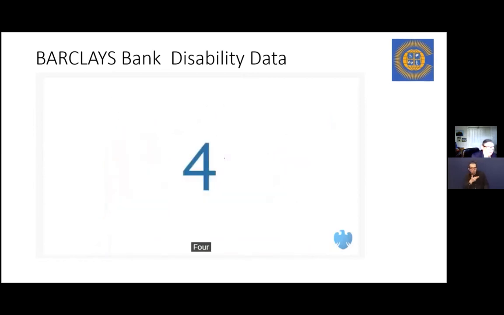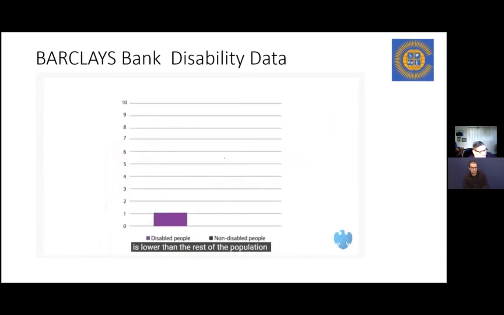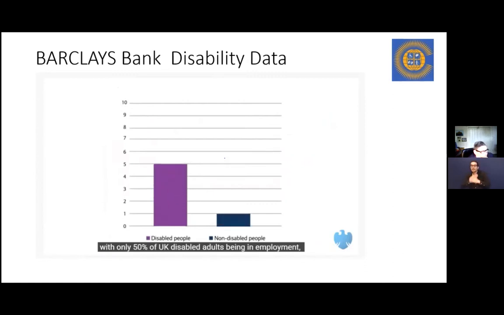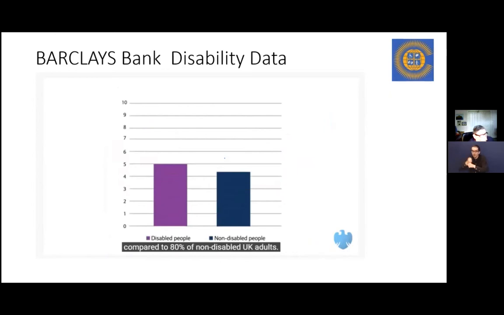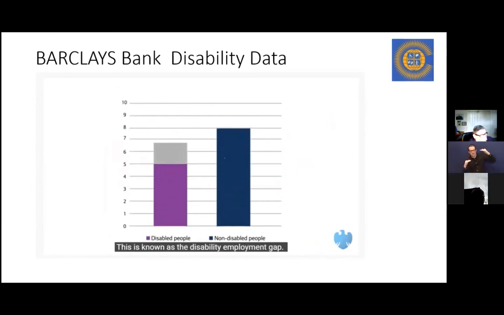4. Employment of disabled people is lower than the rest of the population, with only 50% of UK disabled adults being in employment, compared to 80% of non-disabled UK adults. This is known as the disability employment gap.